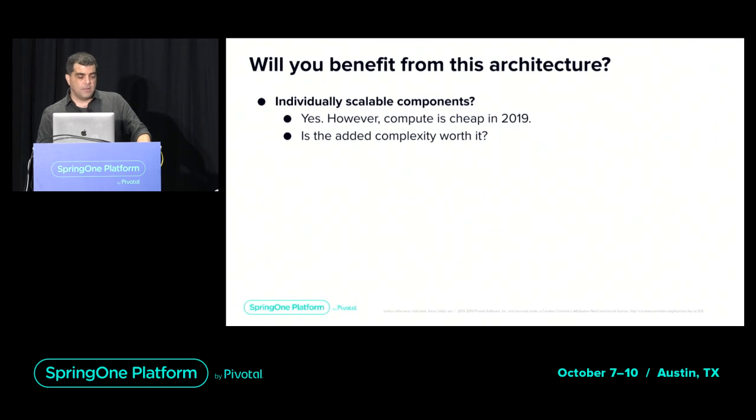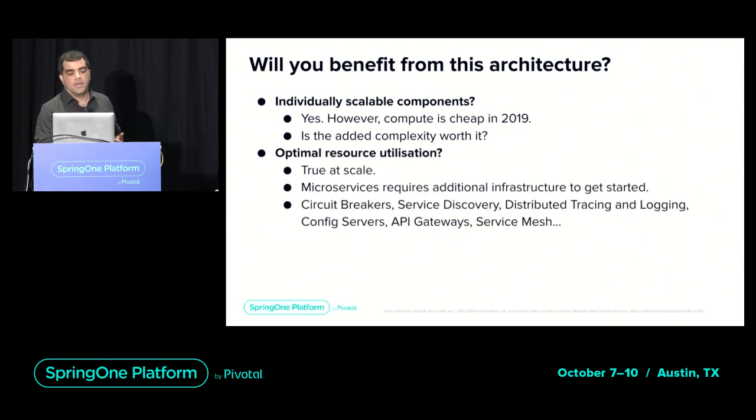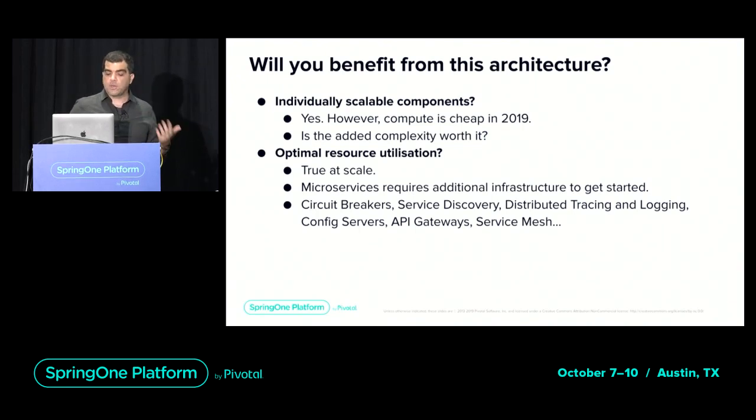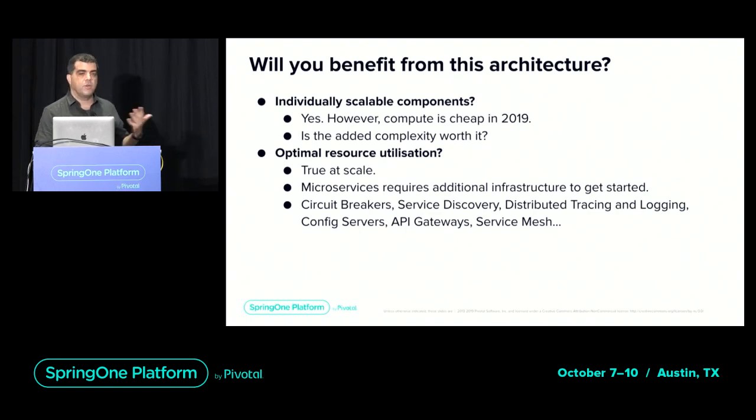Number one is individually scalable components, and that's true. And it is really, really great when you operate at scale. But when you begin, compute is cheap in 2019. Maybe the added complexity is not worth it when you just start out. Same thing for optimal resource utilization. It is true at scale, but when you're just starting out, you're gonna have to invest a lot in your infrastructure. You have to add things like config servers or API gateways, or a service mesh, or whatever it may be, distributed tracing, log aggregator, things like that.